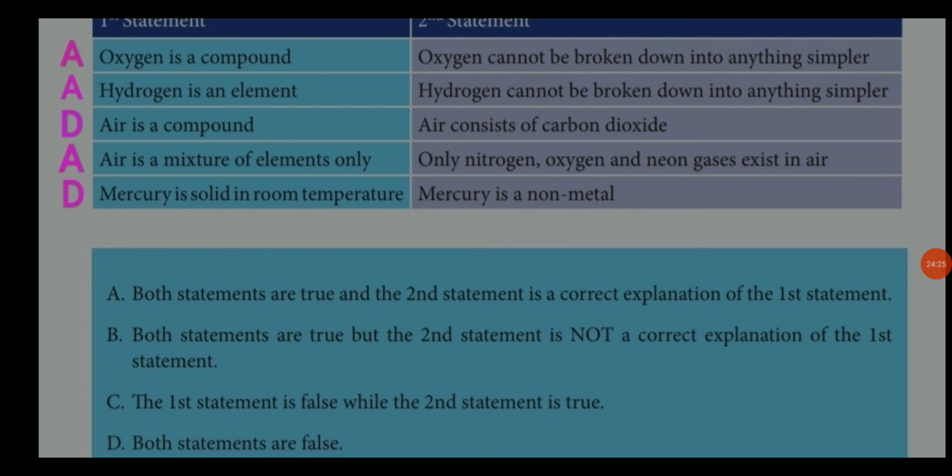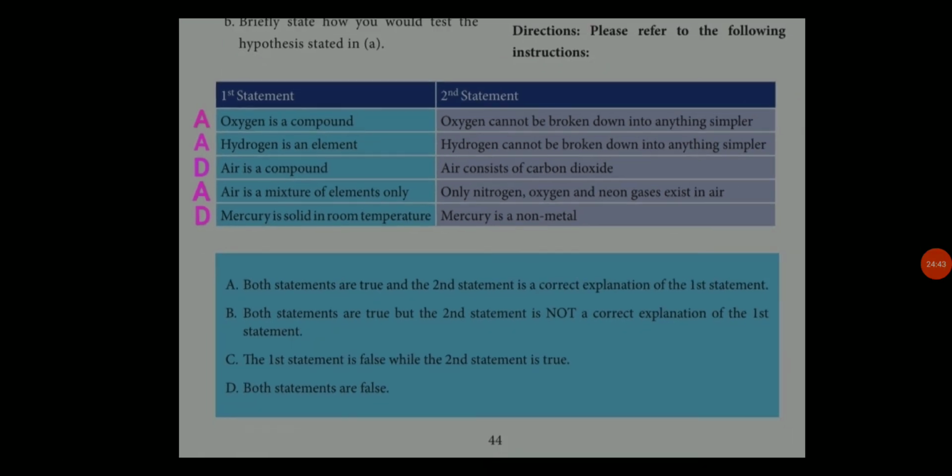D, mercury is solid at room temperature. Mercury is a non-metal. D option, both are false. Mercury is the only liquid at room temperature. Mercury is a metal. So that will be your correct answer.